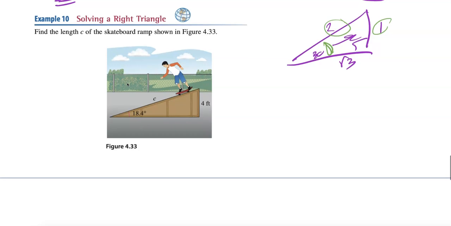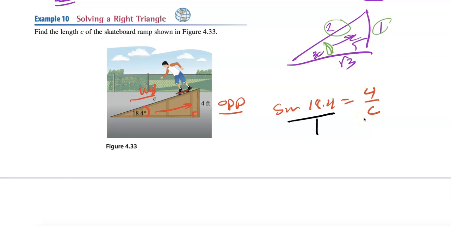Anyway, last one. Find the length of the skateboard ramp. So look at the picture. We're just going to solve it real quick. Here's my angle. This is opposite. This is the right angle, so it's the hypotenuse. This looks like it's sine again. So sine of 18.4 equals 4 over c. This was a little tougher because the math here is a little worse, but we're going to do it the exact same way.